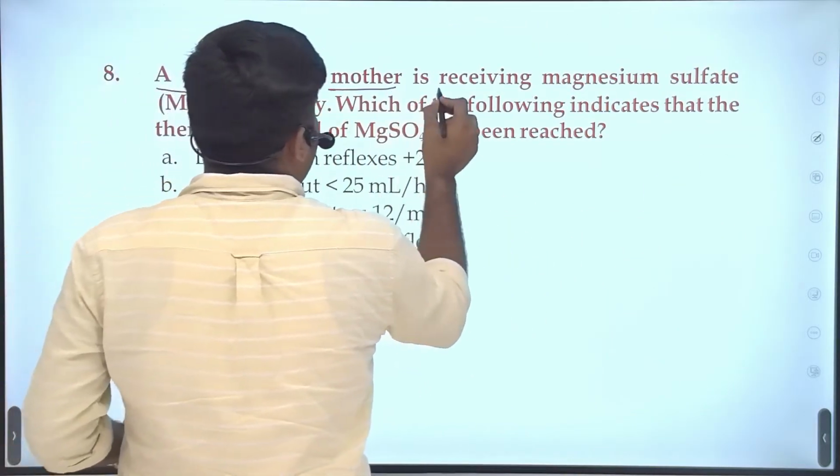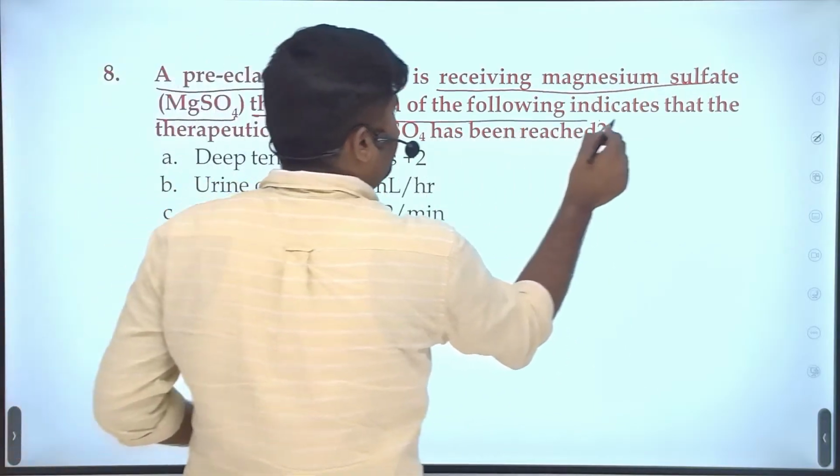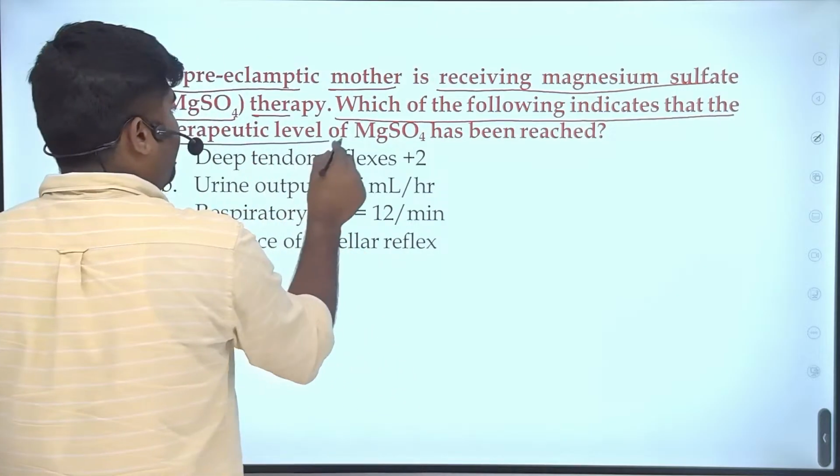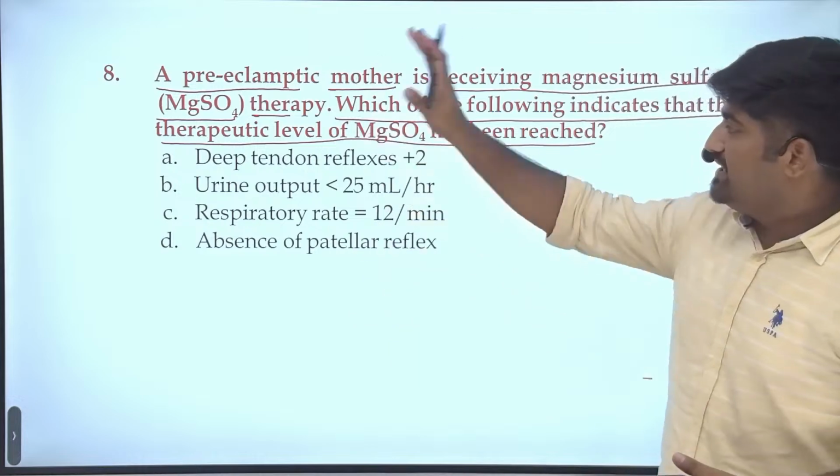A pre-eclamptic mother is receiving magnesium sulfate therapy. Which of the following indicates that the therapeutic level of MgSO4 has been reached? What is the therapeutic level, and is it reached or not?